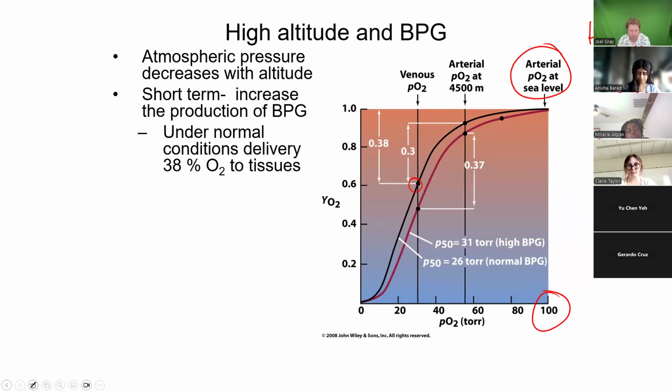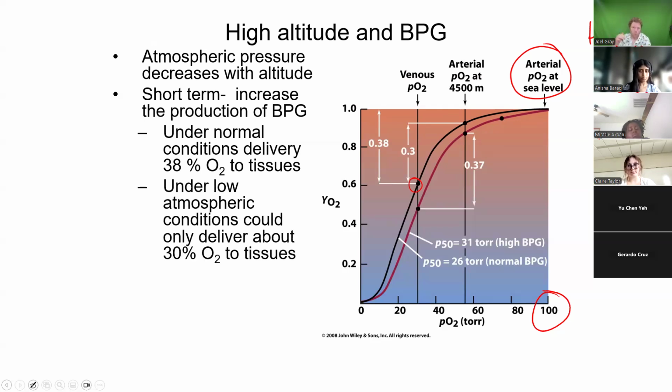Now, this is significant because when you're under low atmospheric conditions, the O2 concentration in the atmosphere is right about here, 50 torr. So what does that mean? That means that when you're outside breathing at 4,500 meters, which would be, let's see, a little bit more than 2.5 miles up, so it's definitely higher than Denver. You're at about 2.5 miles above sea level.